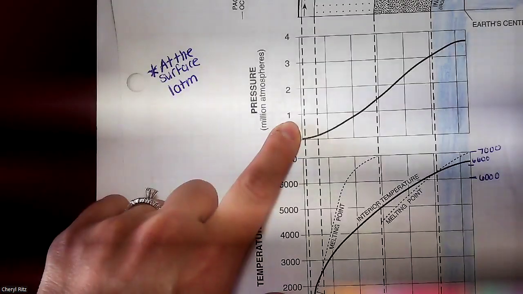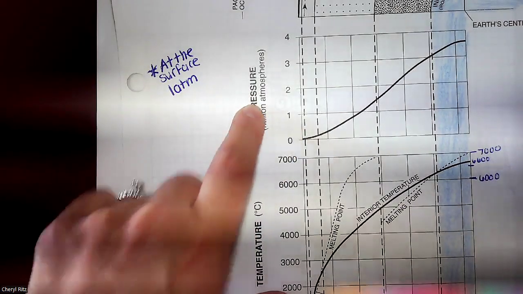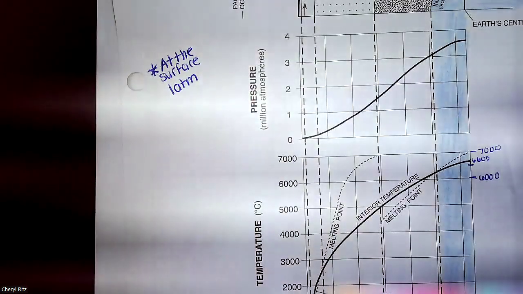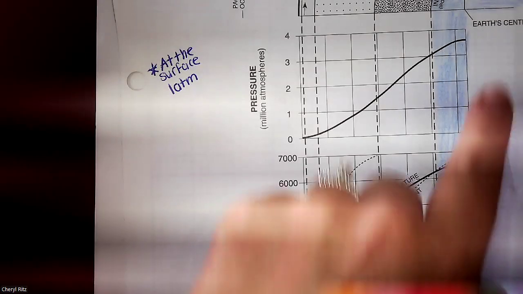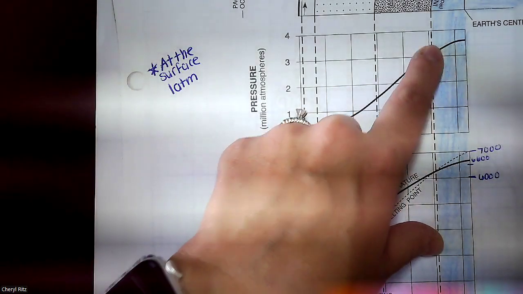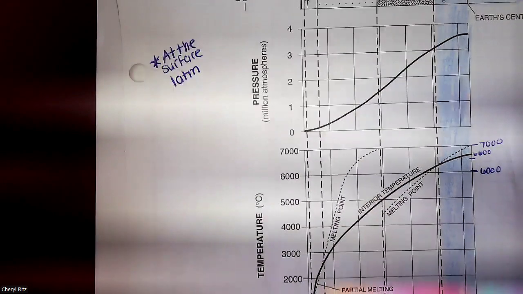This 1 is not 1, it's 1 million. This 4 is not 4 times the pressure we feel right now. It's 4 million times the pressure we feel right now. So when you guys said it was hot down here for temperature, it's really a lot more pressure. We're talking 4 million times the pressure we feel right now.